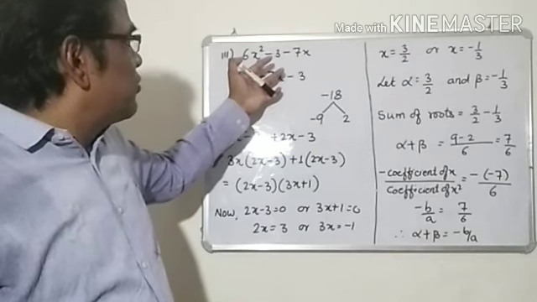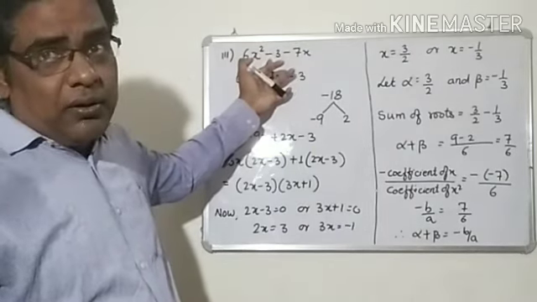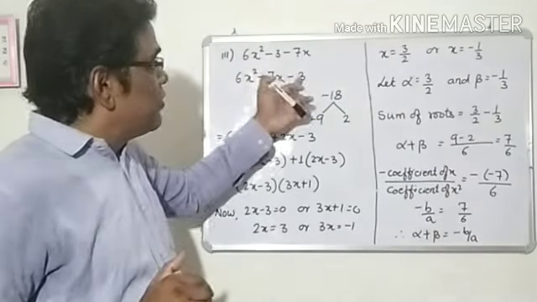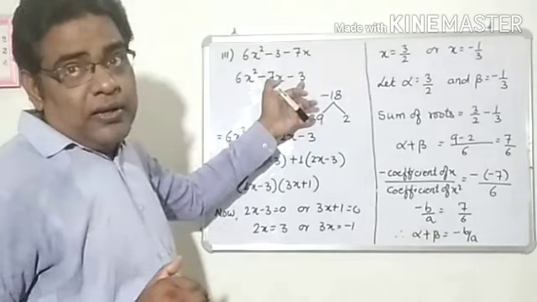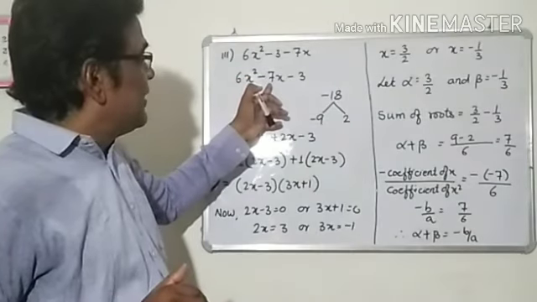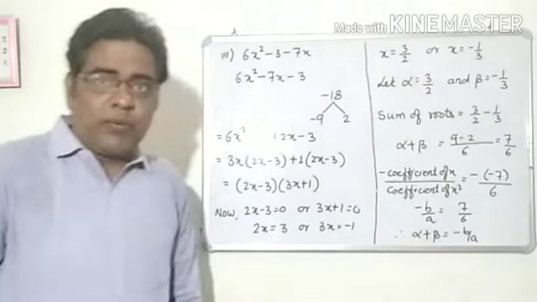Here it was 6x square minus 3 minus 7x. The constant term is given in the middle. We always make a mistake in this. So the constant term should always come last. So I rearrange it: 6x square minus 7x minus 3. Now the same procedure. Now it's a quadratic polynomial.